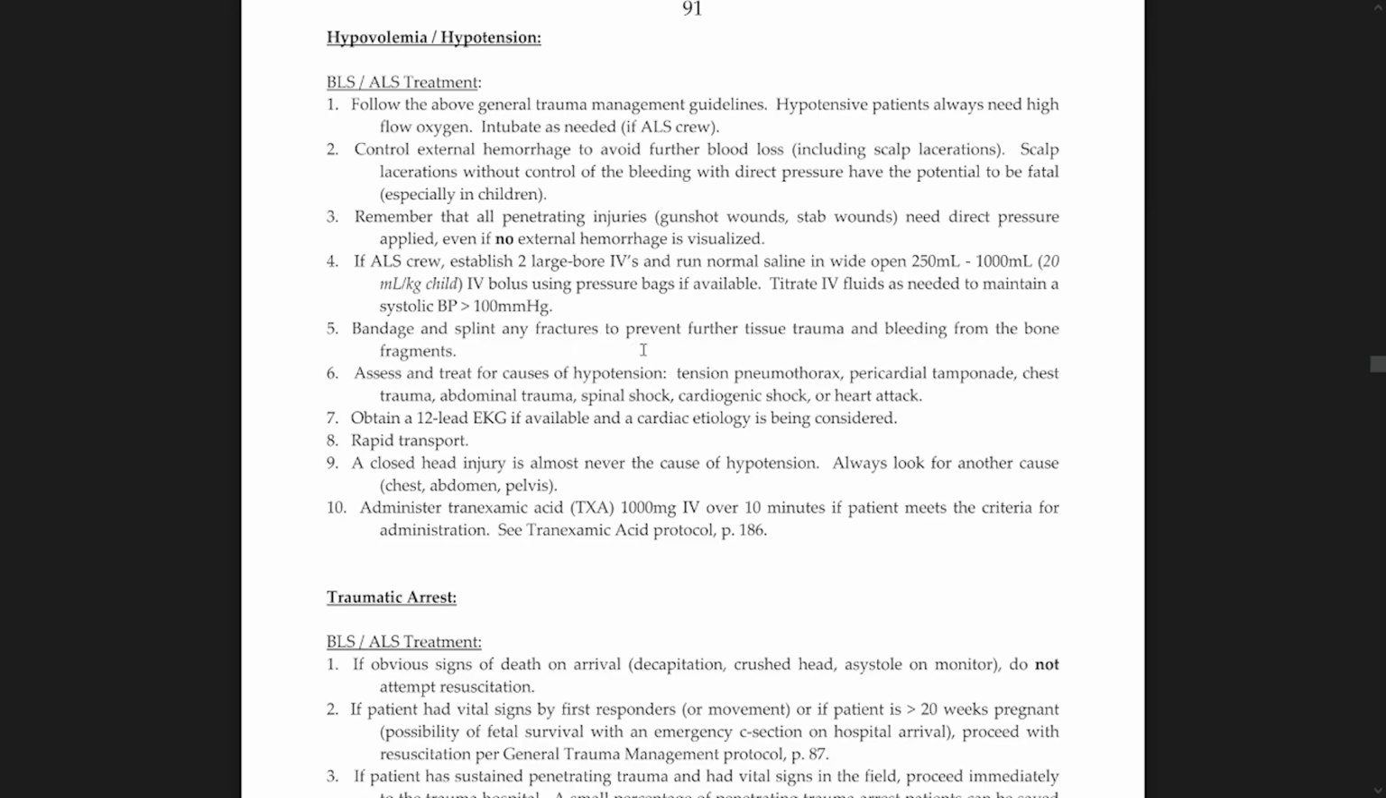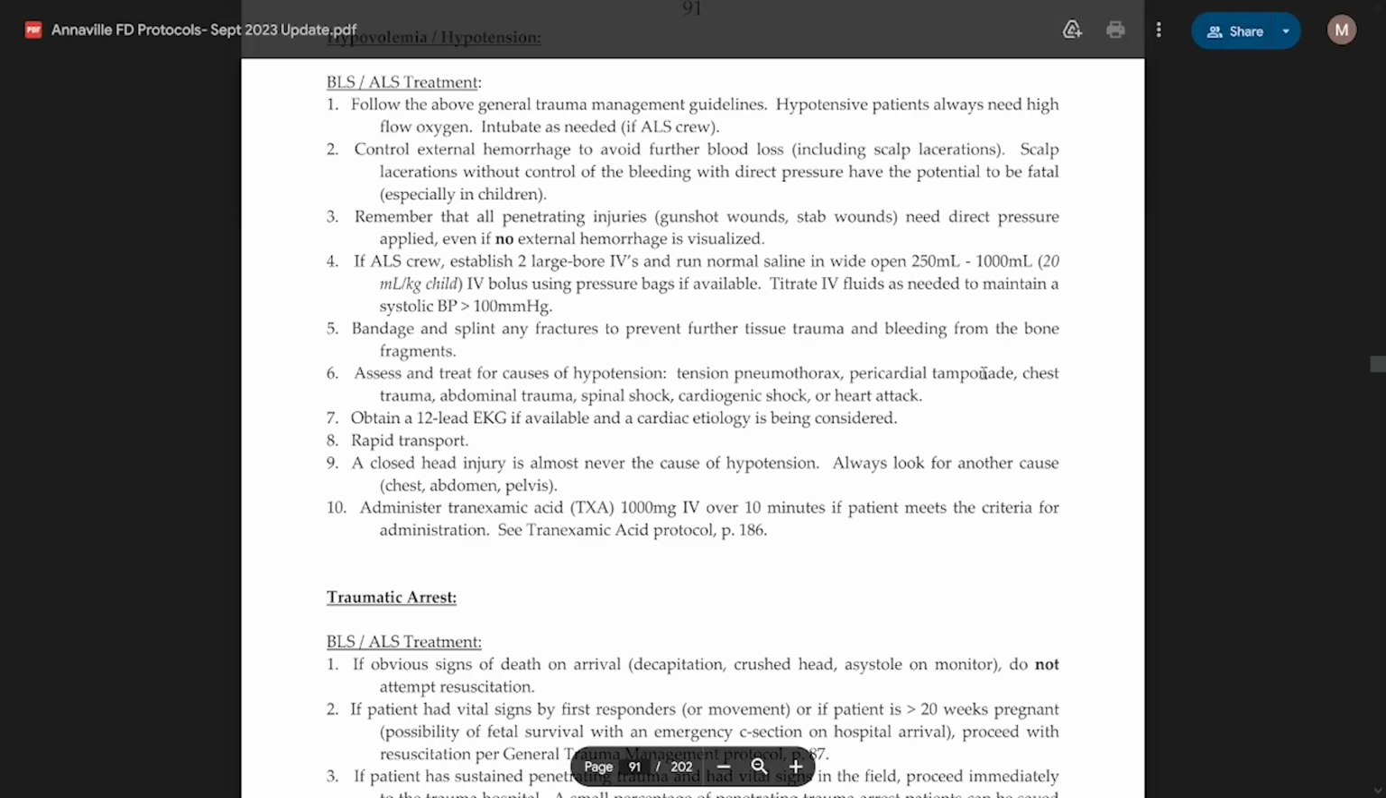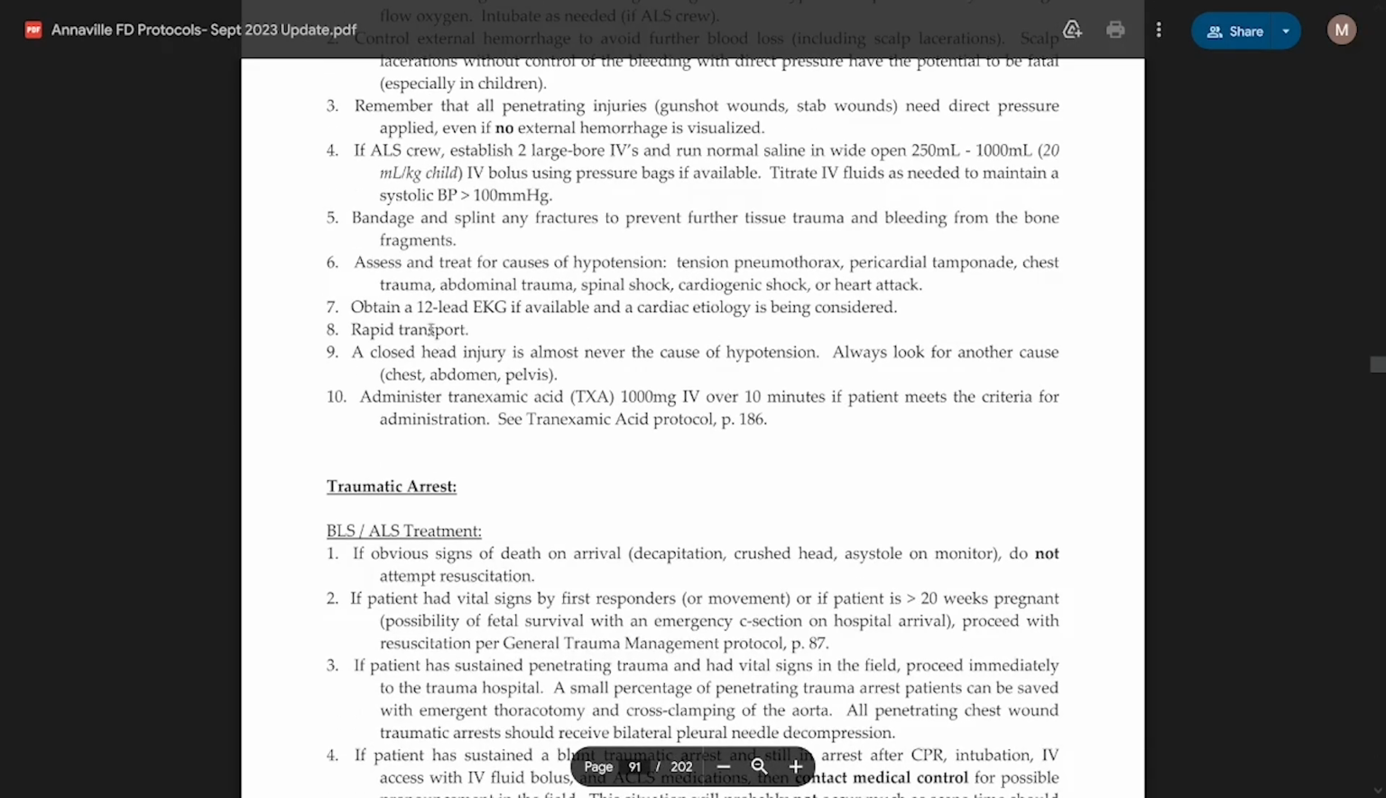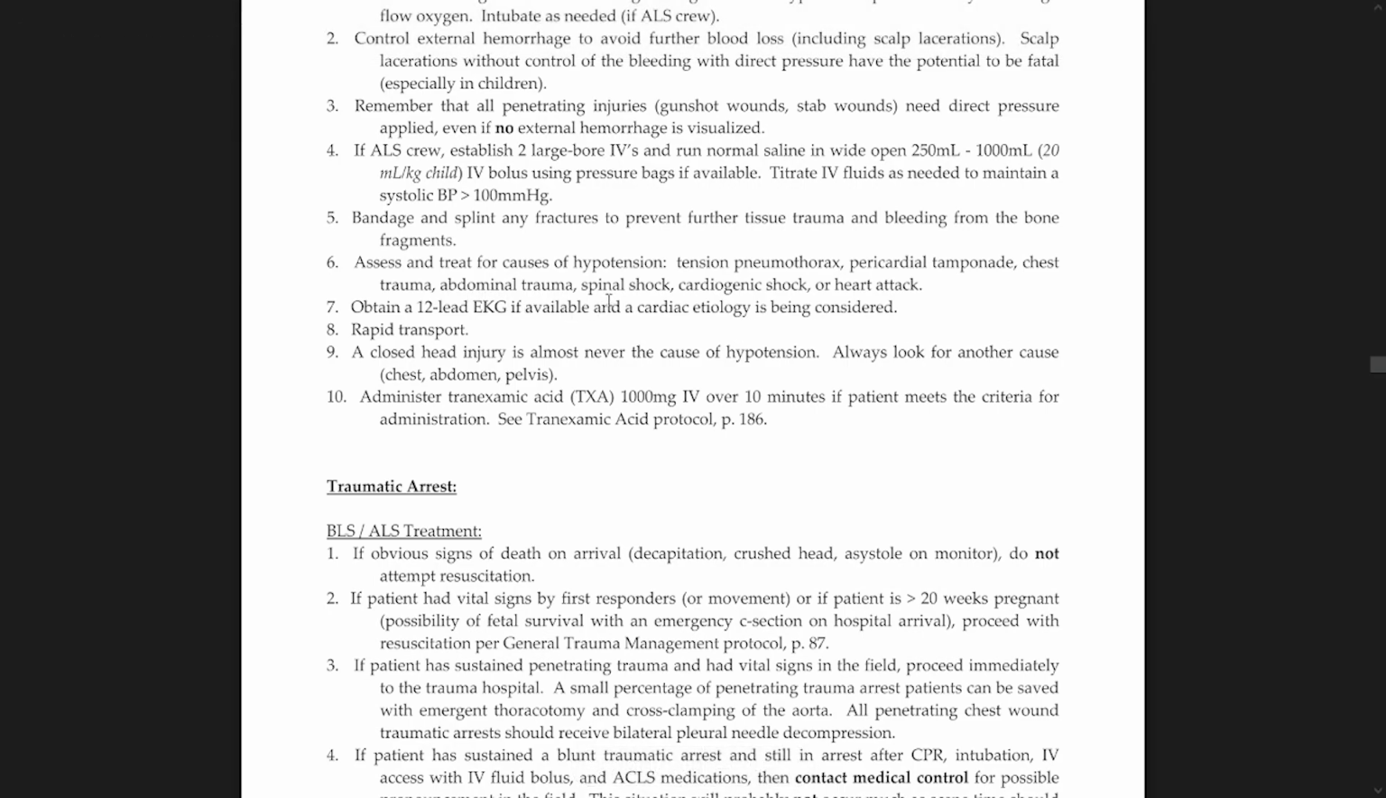Bandage and splint any fractures to prevent further tissue trauma and bleeding from the bone fragments. Assess and treat for causes of hypotension, such as a tension pneumothorax, a pericardial tamponade, chest trauma, abdominal trauma, spinal shock, cardiogenic shock, or heart attack. Obtain a 12-lead EKG if available and a cardiac etiology is being considered.